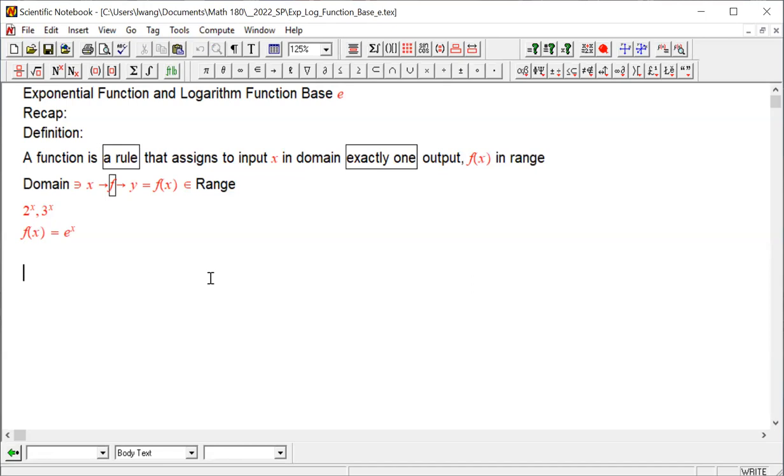So first of all, what is e? E is a constant. And this symbol, this letter, lowercase e, is reserved for this particular constant. And what is e equal to as a constant?